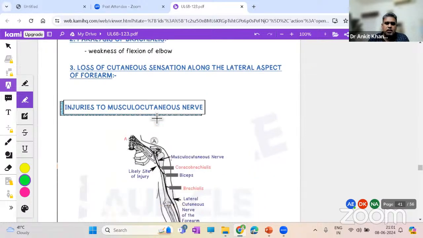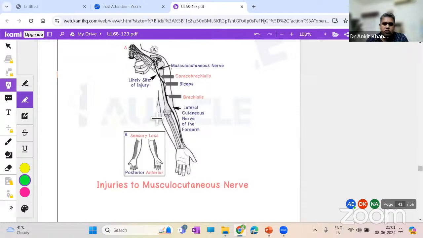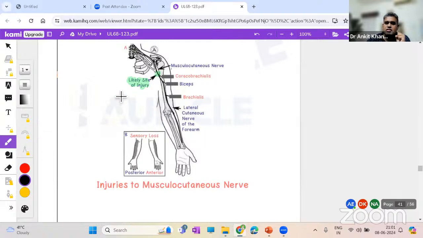Simple as that. Injuries to musculocutaneous nerve, likely site of injury is what? See over here, this point. This is the likely site of injury, where it pierces the coracobrachialis at the region of the upper end of arm or around the axilla. Let me tell you that this nerve injury is seen very less frequently. It is very uncommon, musculocutaneous nerve injury.